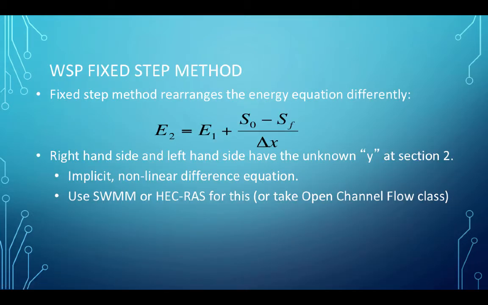There's another method which will be much more useful in a practical sense, where we fix the spatial step delta x and solve for the energies. In that case, we come up with implicit nonlinear difference equations, and they depend on one another. And for the purpose of this class, we're not going to go through the actual algorithm. It's a little complicated. Nothing y'all can't handle, but there's no point. We'd use a tool such as SWIM or HEC-RAS to handle these calculations.